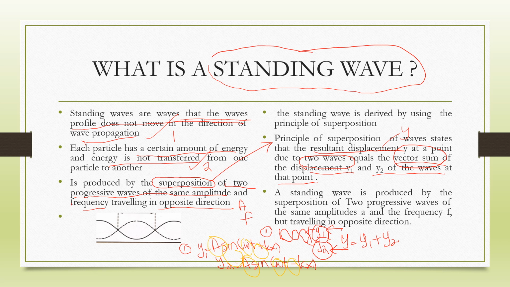Okay, now a standing wave is derived by using the principle of what? It is derived by using the principle of superposition. Okay, as I was mentioning, a standing wave is produced by the superposition of two progressive waves of the same amplitude and frequency traveling in the opposite direction. This is the basic. You have to know what a standing wave is, you have to know how to form a standing wave, and you have to know a little bit of the characteristics of a standing wave. A standing wave is also called a stationary wave.